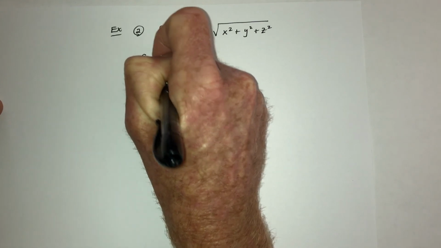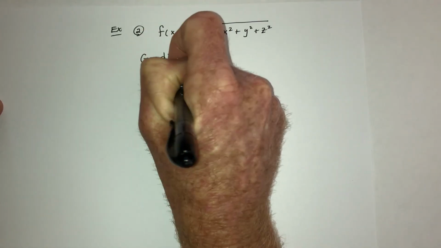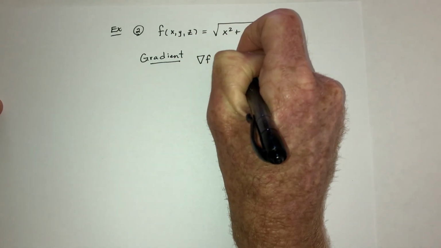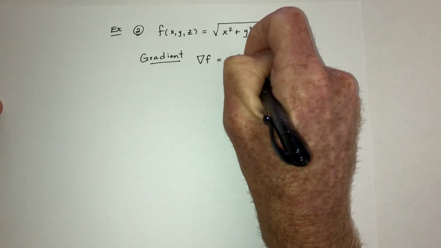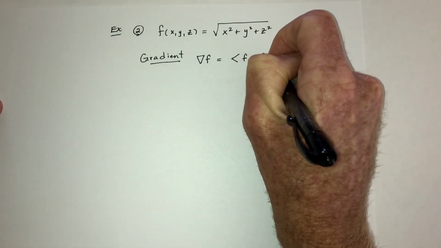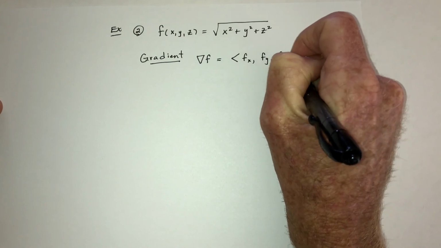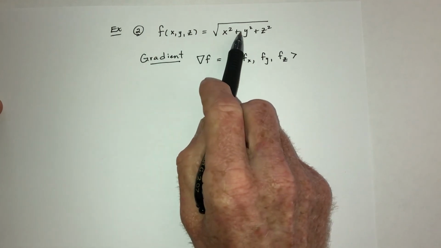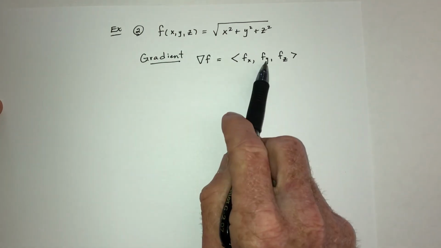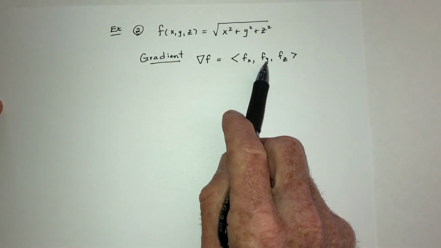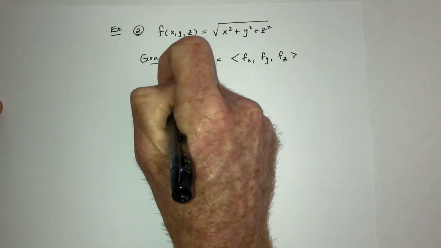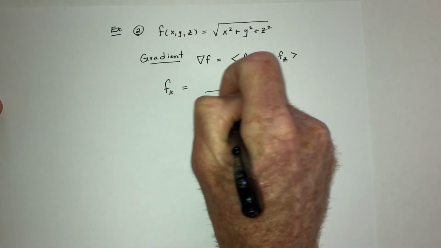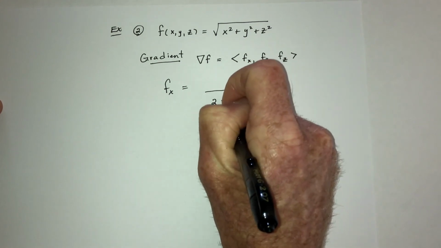And find the gradient. So the gradient of f is a vector. You take the derivative with respect to x, you take the derivative with respect to y, and if you have it, take the derivative with respect to z. So we're basically taking a surface and then we're creating a vector field. So let's see, the derivative with respect to x. Since it's the square root function, the derivative is going to be 1 divided by 2 times that square root function.